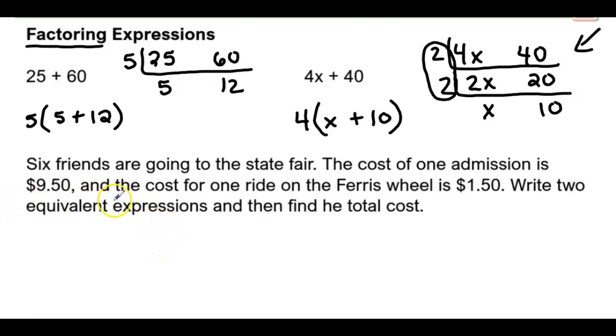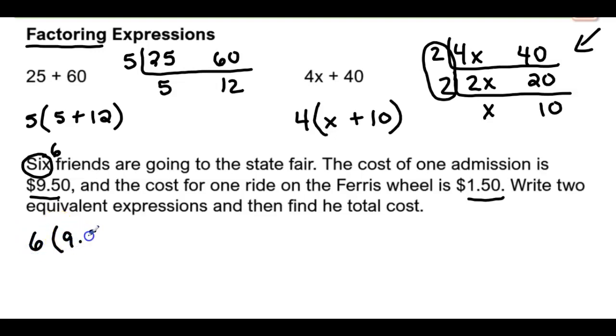The last question, it says here, 6 friends are going to the state fair. I'm going to need to know that, and I'll mark that with a 6. The cost of 1 admission is $9.50, and the cost for 1 ride on the Ferris wheel is $1.50. Write 2 equivalent expressions and then find the total cost. So it is 6 friends.